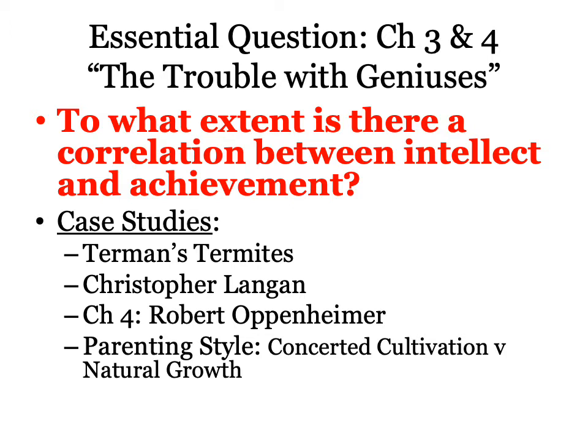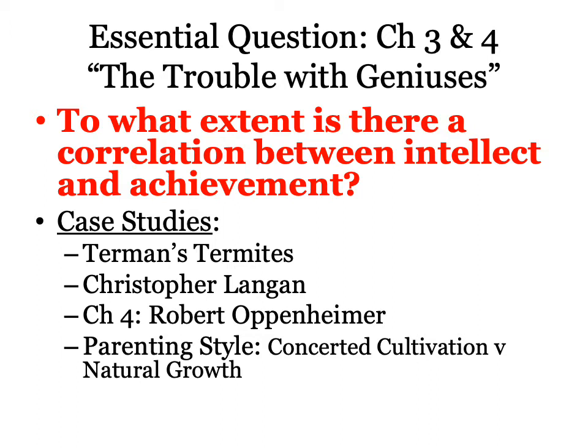So again, our essential question for chapters 3 and 4 is, to what extent is there a correlation between intellect and achievement? And Gladwell gives us three, or really four, but three specifically, case studies in order to help us understand why all smart people don't achieve everything they're capable of. He's going to introduce us to a Stanford psychologist named Lewis Terman, who studied children, highly achieving, gifted children, to consider whether or not that intelligence has truly been a gift for them.